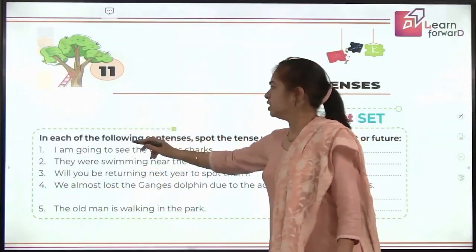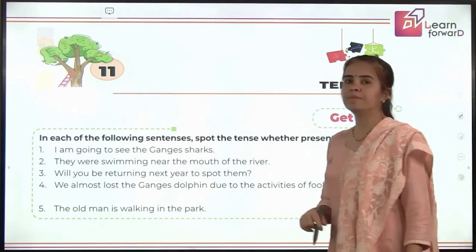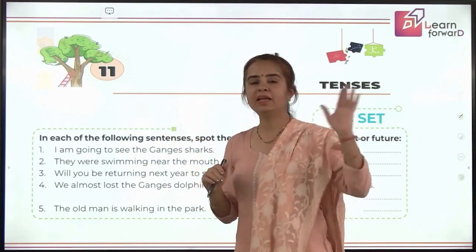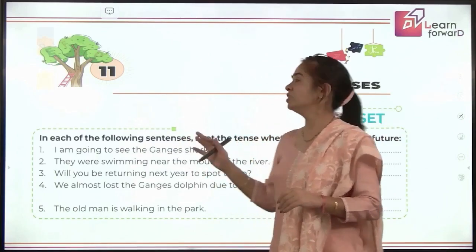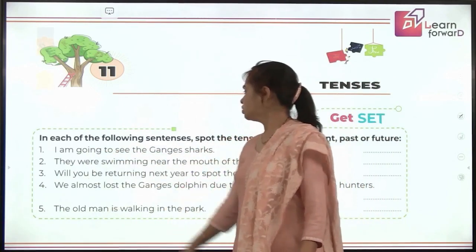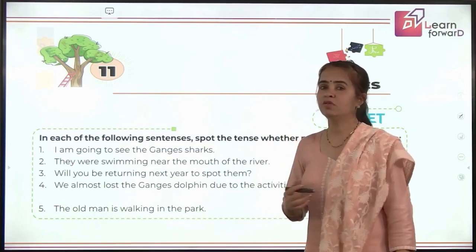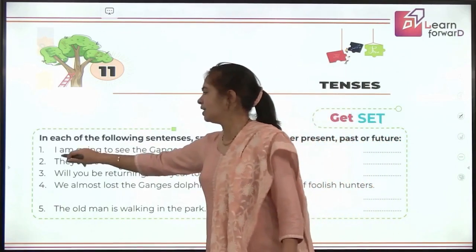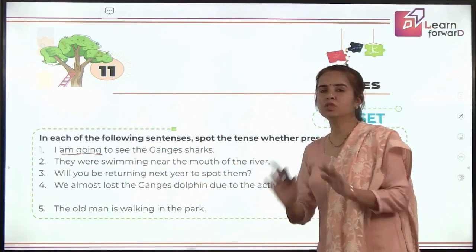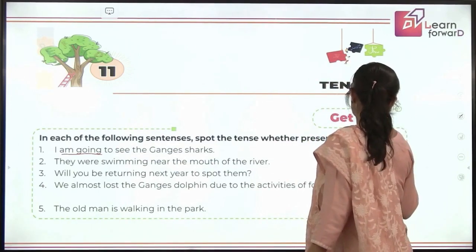Here's an exercise. In each of the following sentences, spot the tense, whether present, past or future. So, the time now is present, the time gone is past, and the time to come is future. We'll be just spotting out the tenses in these sentences. Let's see. I'm going to see the Ganges sharks. So, what's the verb here? Let's pick it out, because that is going to tell you the tense. Yes, am going. So which tense is it, children? Is it present, past or future? You just have to tell that. Yes, good. That is present tense.